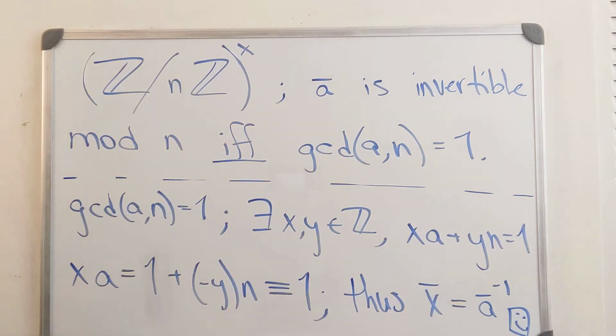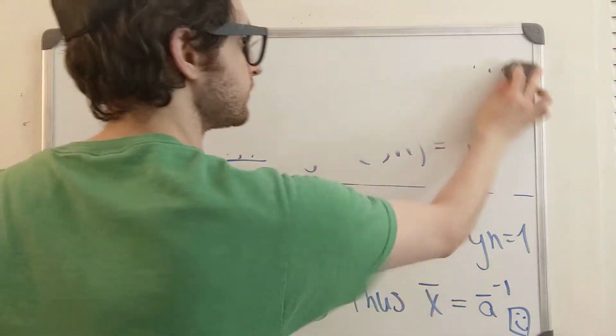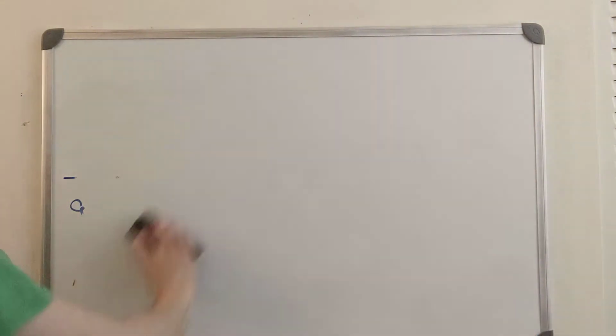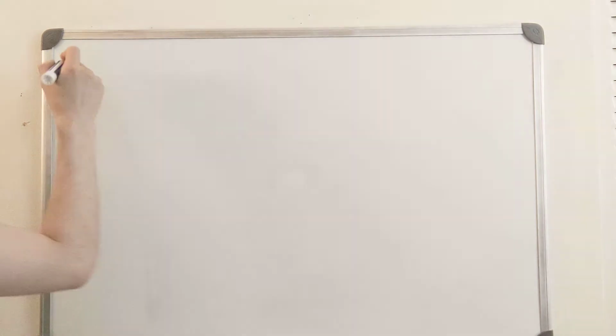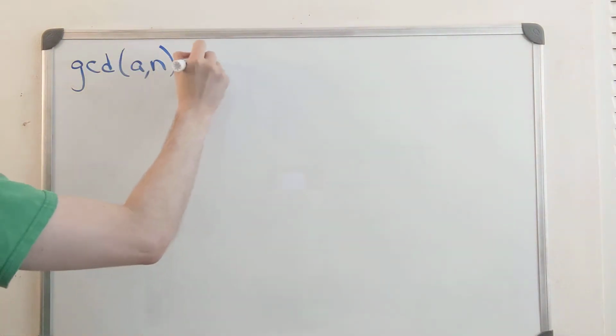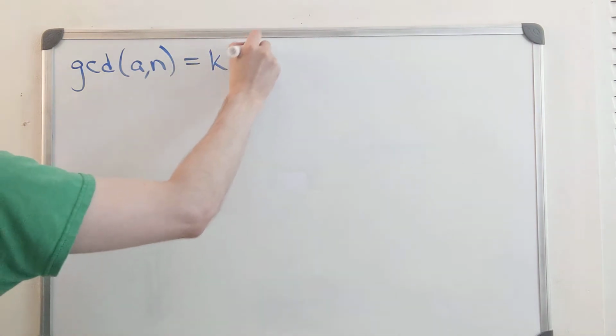Okay, so that completes the first part. We've shown that this if is true, but the only if I will do by assuming that a and n have a common factor that's greater than 1, and then showing that there can't be a reciprocal for a bar mod n. Okay, let's do that. For that I will need more space, because that part is a little bit harder. So now we assume that GCD of a and n is some integer k, which is strictly greater than 1.